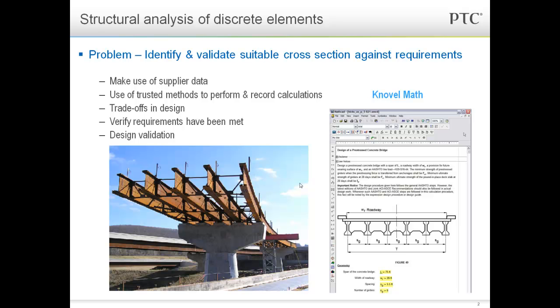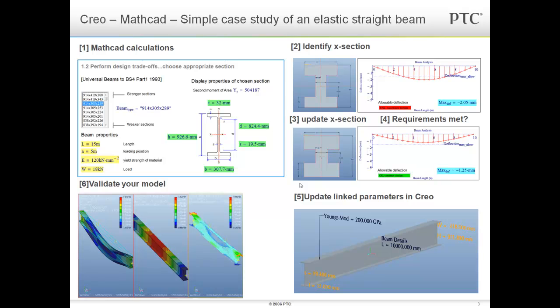We'll do this by making use of supplier data in an Excel spreadsheet, performing and recording our calculations and design decisions in MathCAD, performing some trade-offs in identifying the required section, confirming the requirements set out for the design have been met, and finish with the validation of the design. Here is an overview of the steps involved.